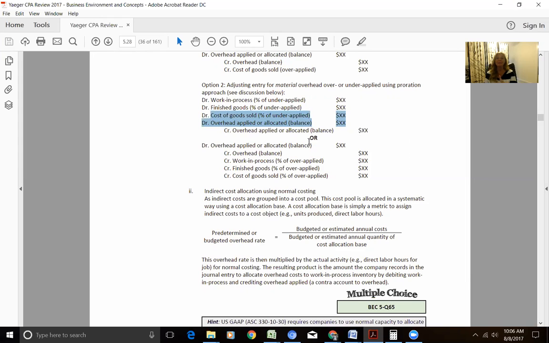So once again, immaterial, write it all off to cost of goods sold, easy. Material, you need to do a proportionate allocation between the accounts of work in process inventory, finished goods inventory, and then cost of goods sold. All right, do we got that?